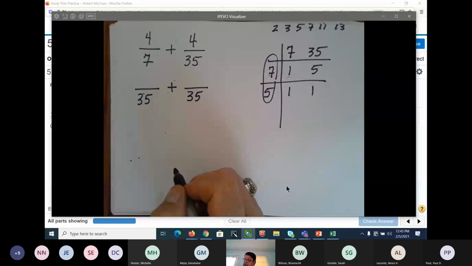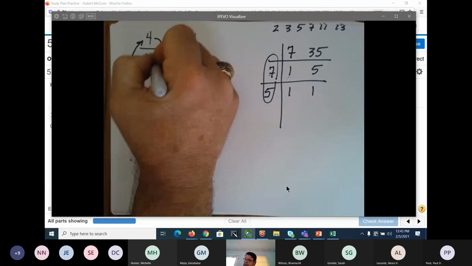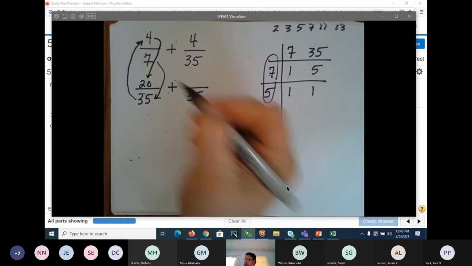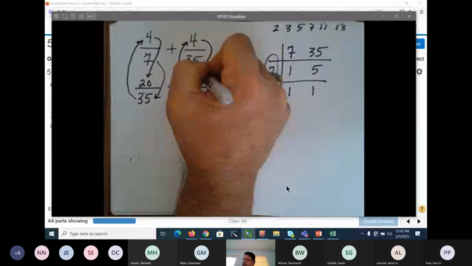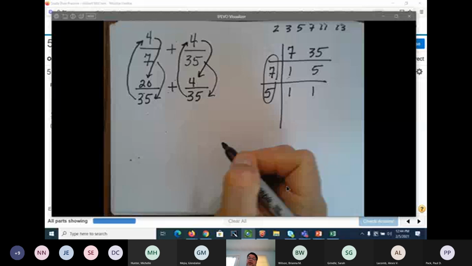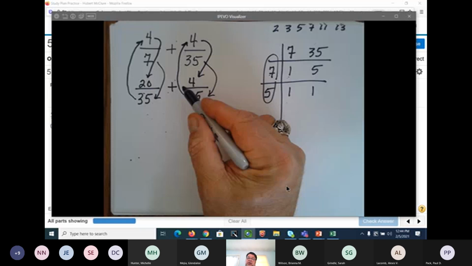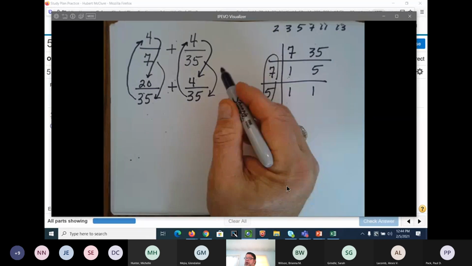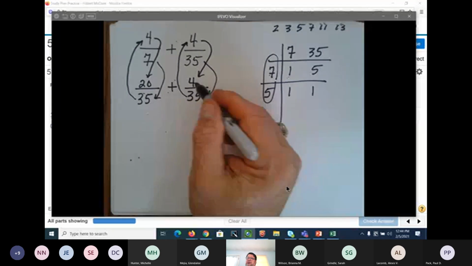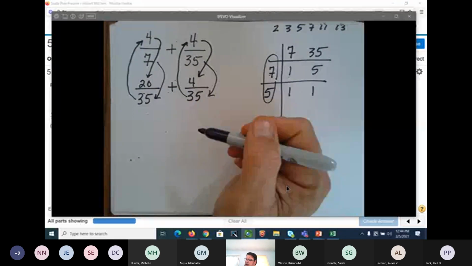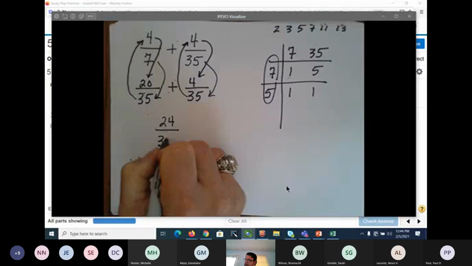And 7 will go into 35 5 times. 5 times 4 is 20. 35 will go into 35 one time. 1 times 4 is 4. A lot of people always say, Hubert, why do you do 35 will go into 35 one time and 1 times 4 is 4? Why can't you just rewrite it? Because I'm trying to show you the process. Remember, I'm teaching the student that doesn't know how to do it. I'm not teaching the student that already knows how to do it. And 20 plus 4 is 24 over 35.